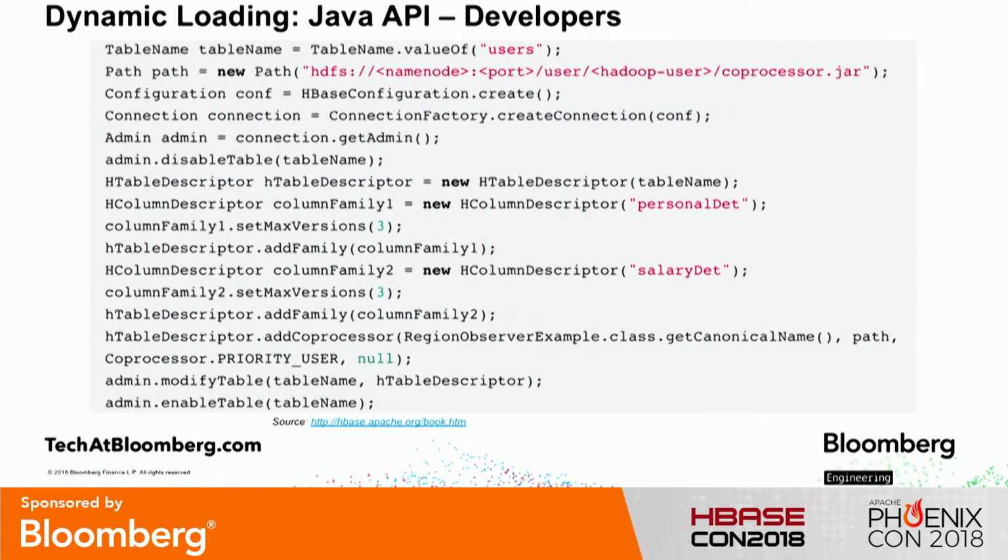If you're a Java developer, then you can use the admin and HTableDescriptor APIs, and there is a method in HTableDescriptor called addCoprocessor, which will allow you to attach the coprocessor to your table.